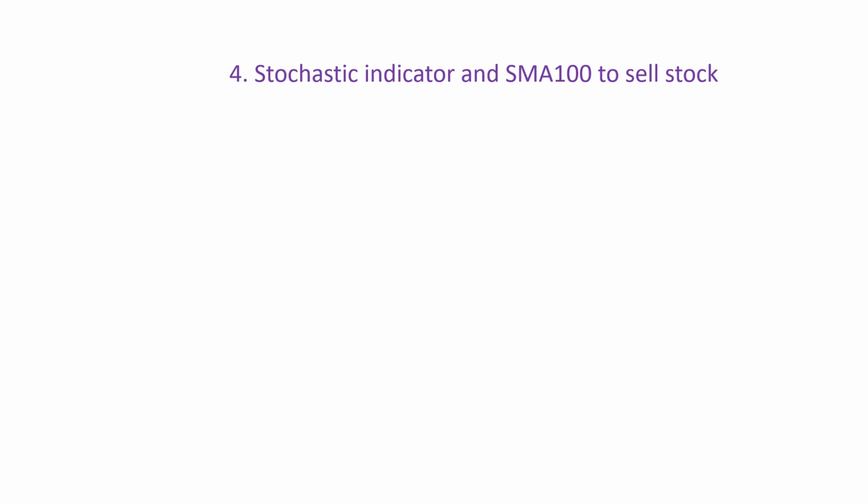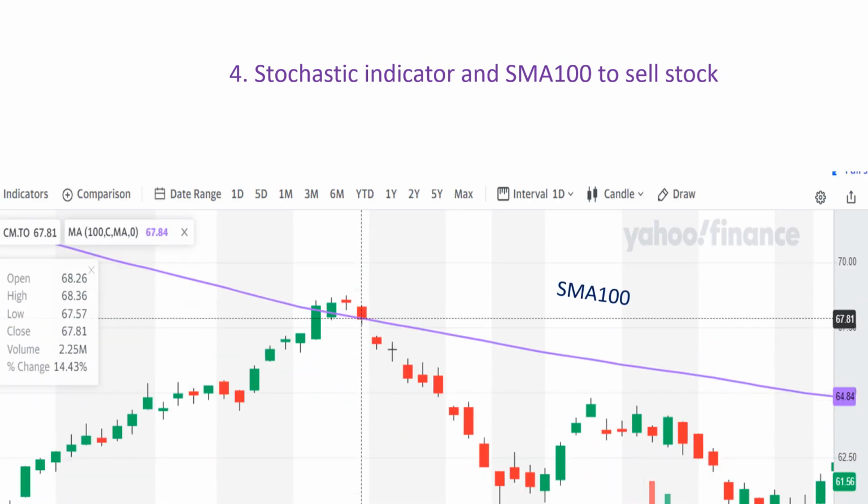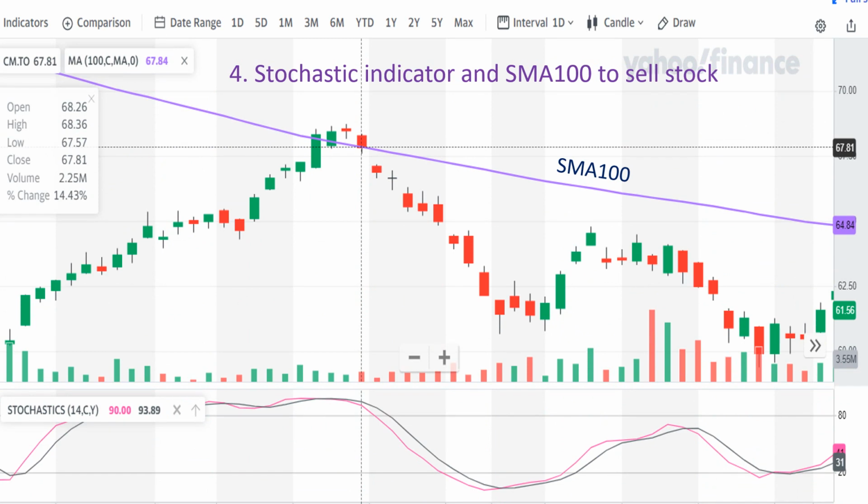Finally, the fourth golden trading strategy is using a stochastic indicator and SMA 100 to sell a stock. This is CME stock, D1 time frame, to sell a stock based on the stochastic indicator and SMA 100 on a daily chart. First look for the slope and position of the SMA 100 to identify the trend. If the price is below the SMA 100, it suggests a downtrend.